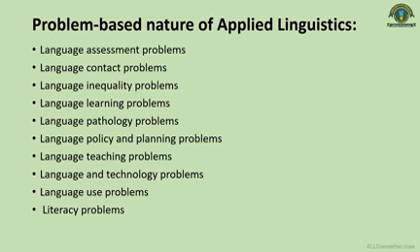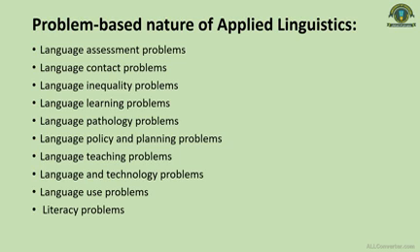Next one is language inequality problems. There are different language inequality problems that applied linguistics tries to solve. For example, ethnicity, class, how class affects the language, and how different problems are developed due to class, region, gender, and age. So all the problems that are related to these things, we try to solve with the help of applied linguistics.